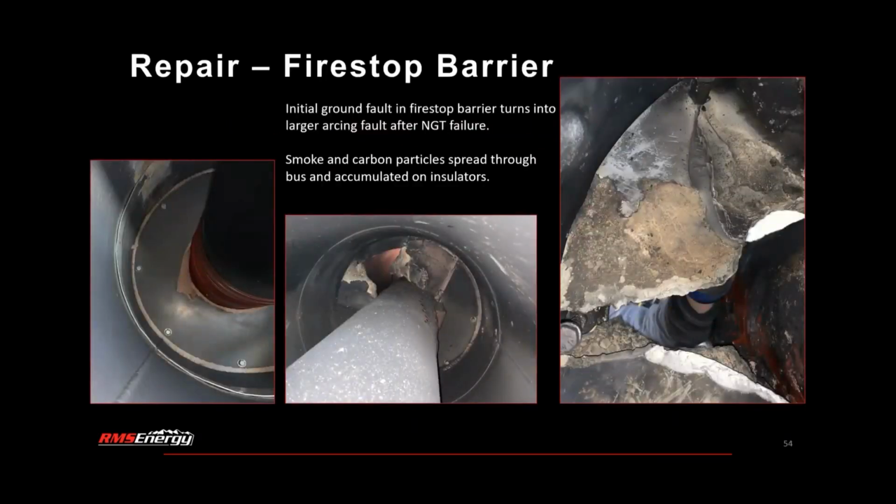So on the left, this is an image of a fire stop on an adjacent phase before it failed. On the right, you can see the fire stop barrier that did fail. It's got significant tracking and internal damage to it.